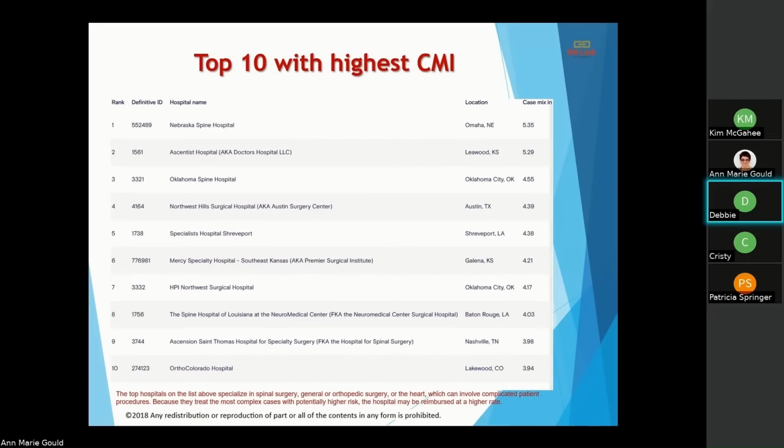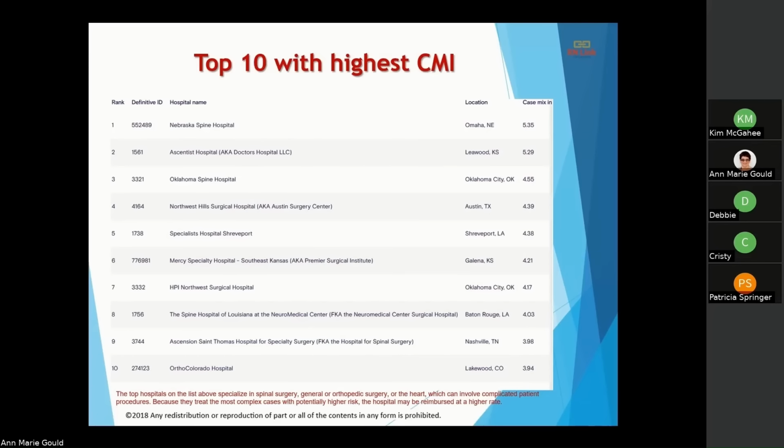So as you can see, these are spine surgery hospitals, different specialist hospitals for general and orthopedic surgery, as well as heart surgeries. I thought that was a nice little slide to give you an idea of how the CMI does pick up. It can go really high when it's a surgical hospital. It's not so much medical as it is surgical, which is great.